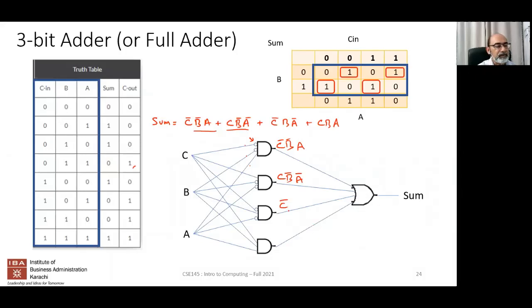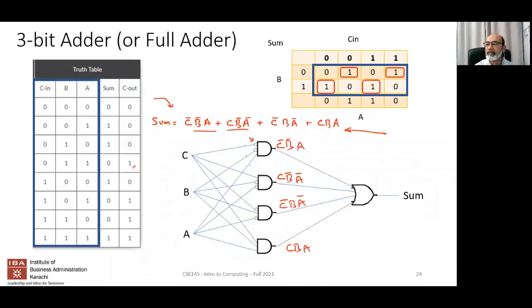Right, so C bar, B, A bar, and C, B, A. Is that clear to everybody? So I hope it's clear how we've gone from a truth table to a Boolean expression, and then used that Boolean expression to create a logic diagram. Okay, any questions about this?